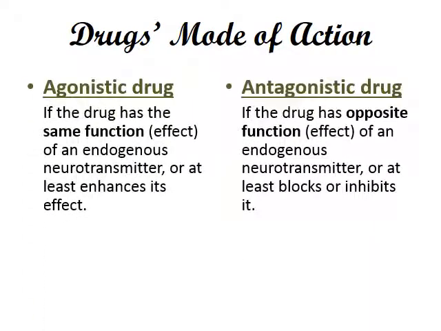Also, we are talking about drugs. We have something called an agonistic drug and an antagonistic drug. What is the agonistic and what is the antagonistic? Agonistic: the drug has the same function or effect of an endogenous neurotransmitter, or at least it enhances or facilitates its function. While antagonistic is the opposite of agonistic. An antagonistic drug has the opposite function or effect of an endogenous neurotransmitter, or at least inhibits or blocks its function.